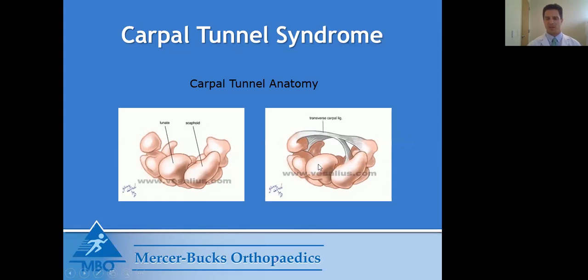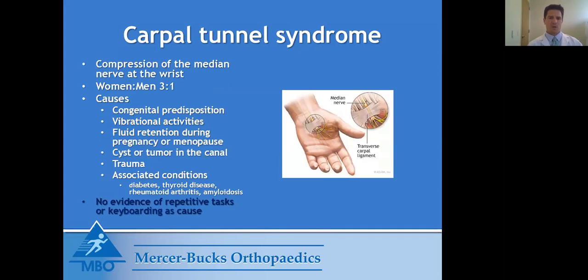By the way, this picture, if you looked at your hand like this and took off the fingers and took off the forearm bones, that's what you'd be seeing. You'd be looking straight through that tunnel. So a couple of quick notes about carpal tunnel syndrome. The nerve that's affected in carpal tunnel syndrome is known as the median nerve. It does affect women a little bit more frequently than men.